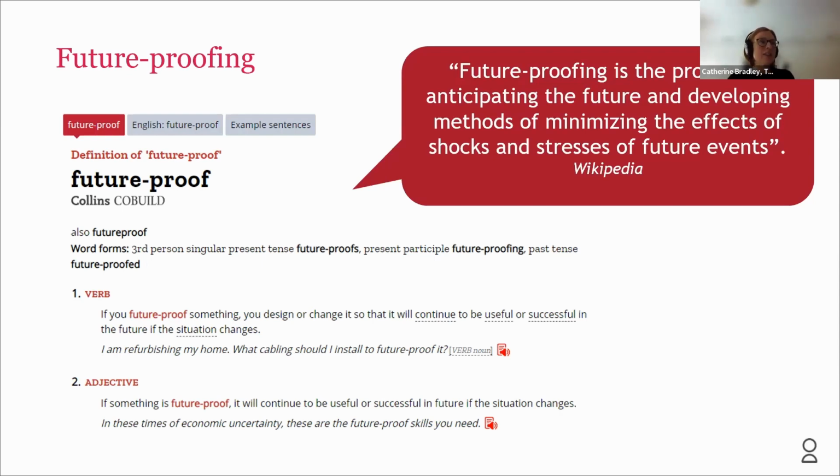Future-proofing is the process of anticipating the future and developing methods of minimising the effects of shocks and stresses of future events, according to Wikipedia. Future-proofing is a really substantial topic in its own right, and I only really have time to touch on it briefly now. We've put a dictionary definition up here on the screen, and I think some of the key words I'd like to highlight here are design and change. And these really encompass the idea of building in flexibility, agility and review in response to the changing environments around us.